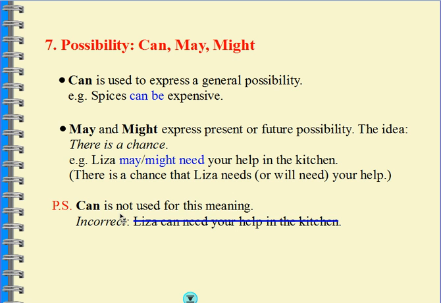Pay attention, can is not used for this meaning, and it's incorrect to say Lisa can need your help in the kitchen.